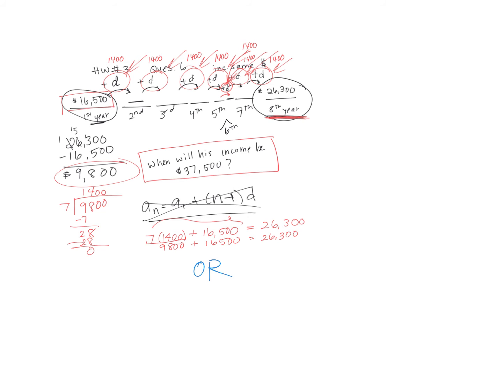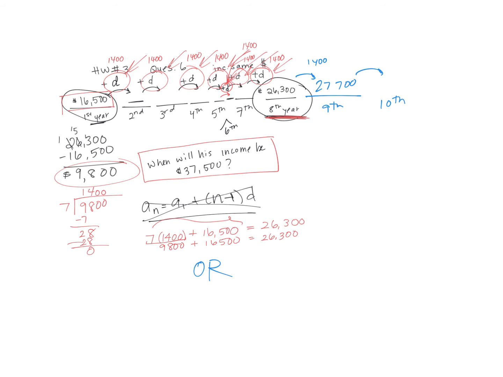Because it's not that big of a number, we could just keep going and say, okay, well, the 9th year, if we add another 1,400, where will that put us? I'm just going to break out my calculator to help me out here. Go a little quickly. 1,400 plus that 26,300 is 27,700. So let's go again.